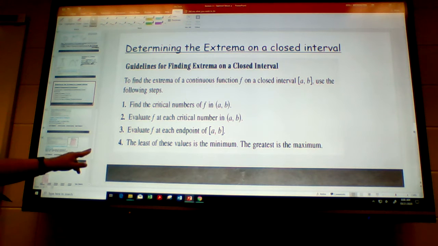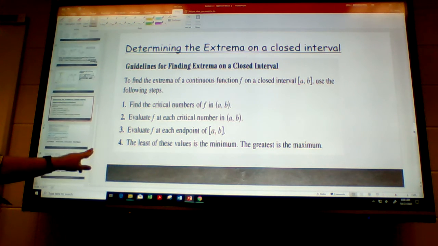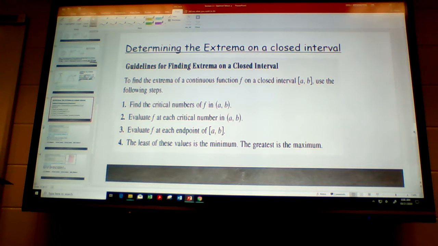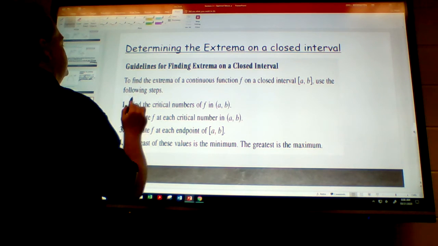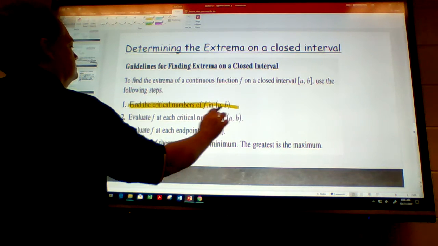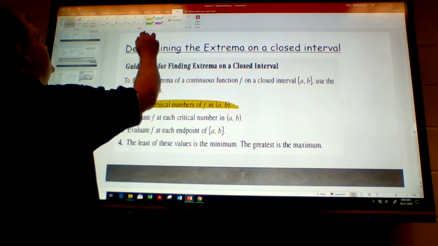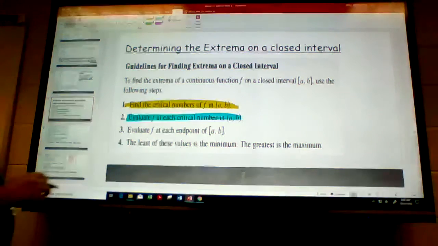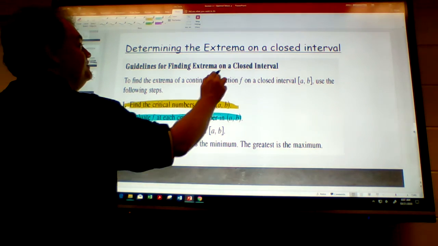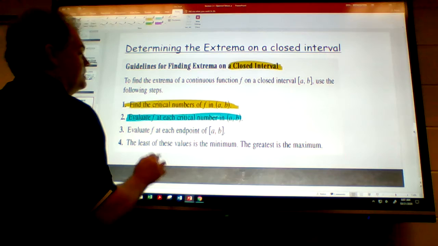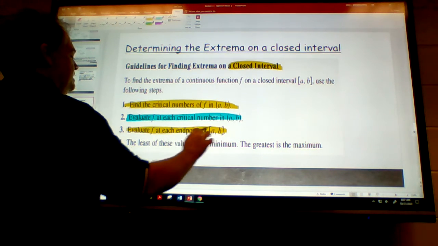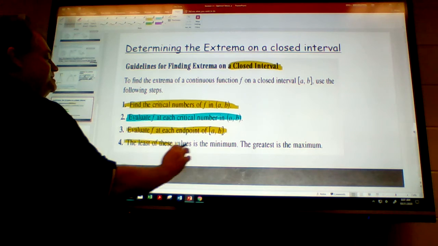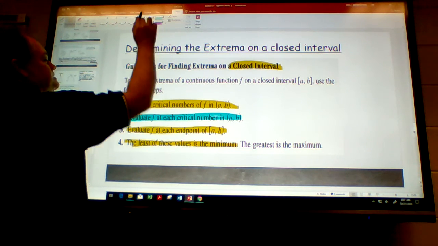Now, here are some guidelines, and I'll go over this, then I'll stop it. We'll do part 2, and then we'll do a couple of examples on part 2. All right, determine the extrema on a closed interval. Find the critical numbers. Evaluate f at each of the critical numbers. Evaluate f at each endpoint. That's the big thing, especially since this is only on a closed interval. So evaluate at each endpoint. The least of these is the minimum, and the greatest is the maximum.